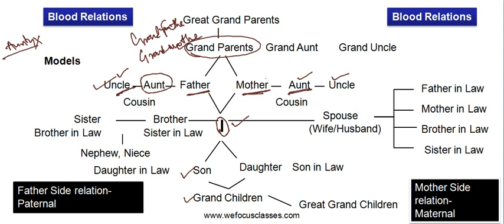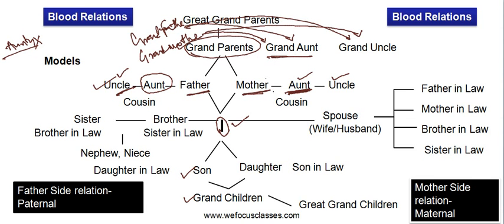At the same time, mother's sister, you are saying aunt. In the same way, if grandmother is having a sister, we say grand aunt. If grandmother is having a brother, we say grand uncle. The same relation stands for grandfather. If grandfather is having a sister, we say grand aunt. If grandfather is having a brother, we say grand uncle.